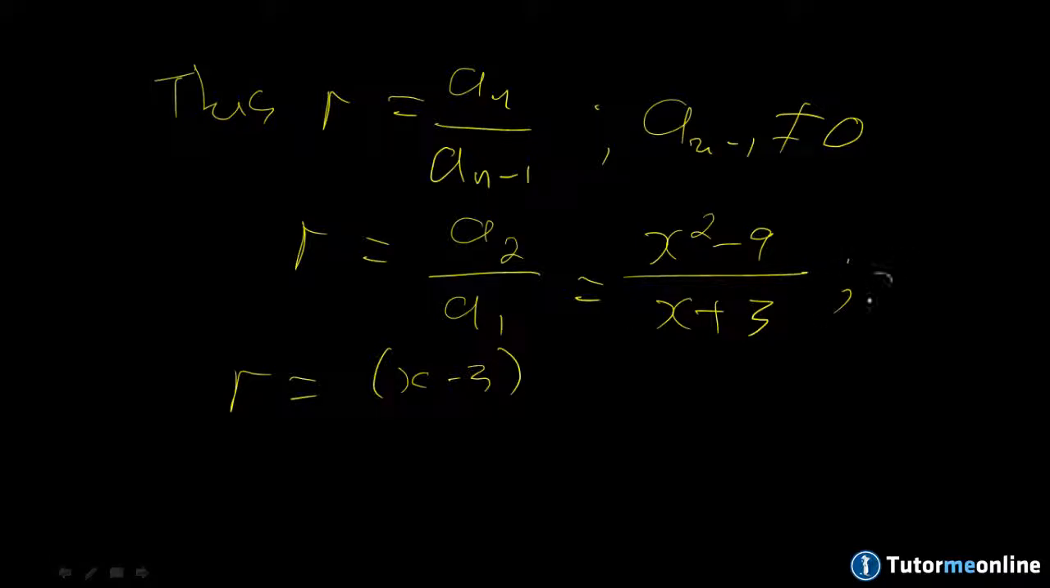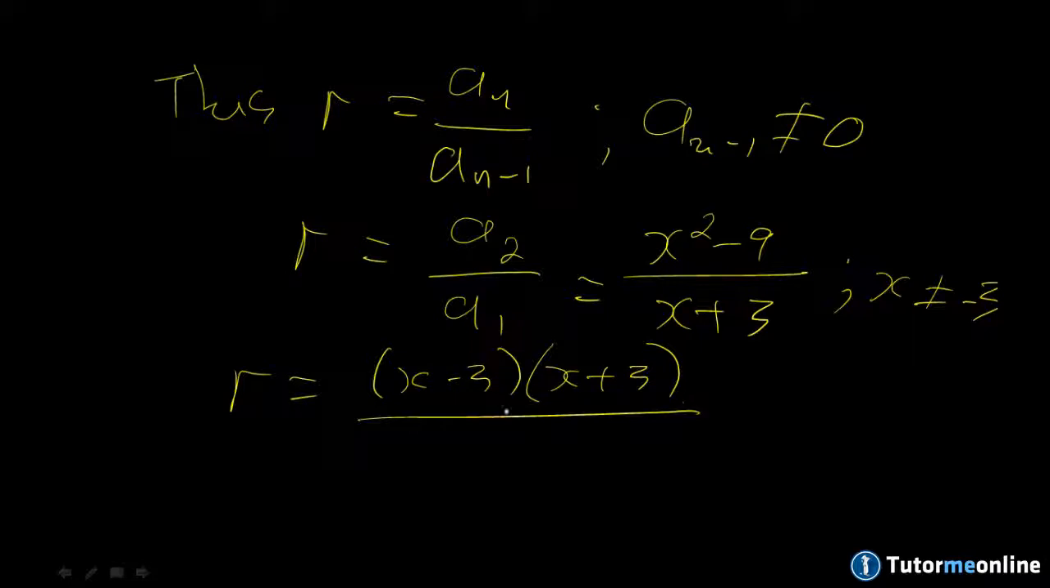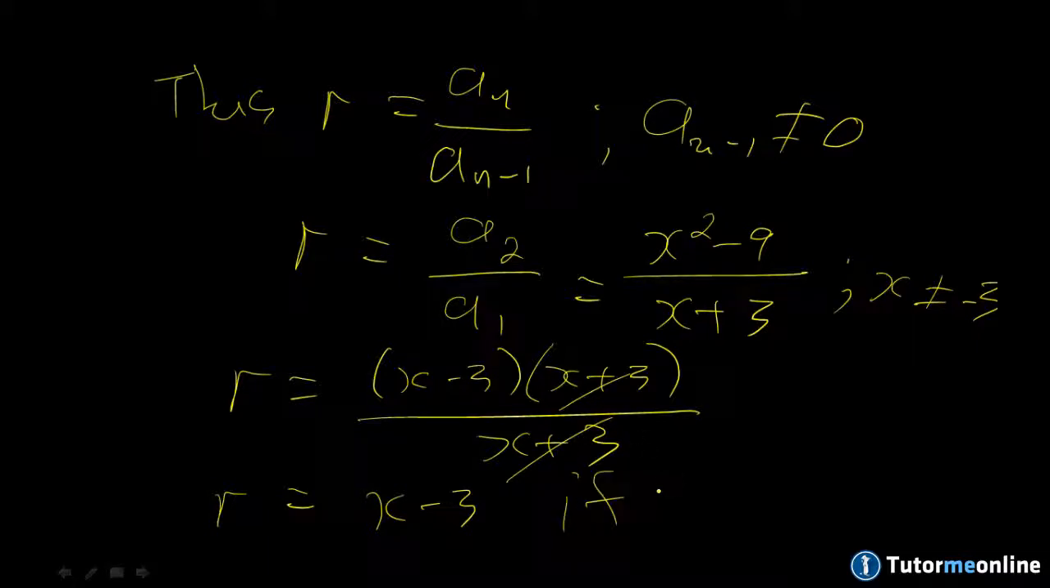Just remember, given that x can never be equal to minus 3, then R is, if we factorize the numerator of that equation, x minus 3 times x plus 3 over x plus 3. And these two terms cancel out, and we then can say R is equal to x minus 3, if x is not equal to minus 3, that is the proviso.